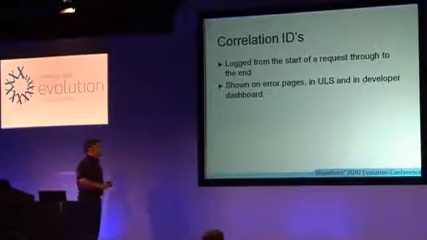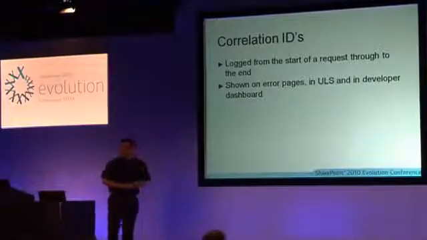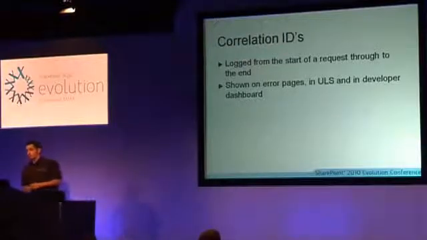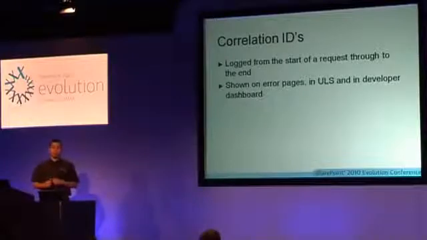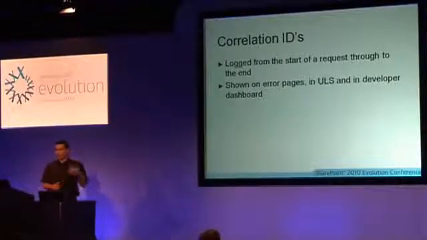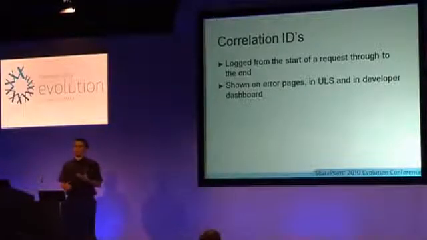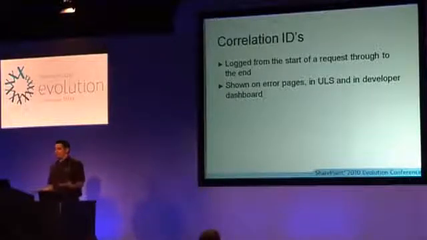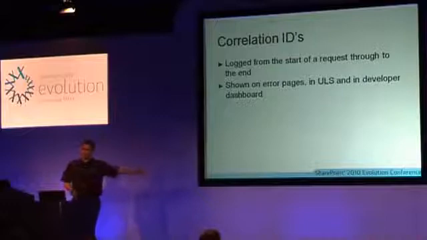Okay, so moving on to correlation IDs. This is a very new feature, and it's very, very handy for troubleshooting. So now every single request that is fired off, so if a page is hit, has what's called a correlation ID associated with it, which is basically just a GUID. We know how much the SharePoint product team loves their GUIDs. We use them again here.